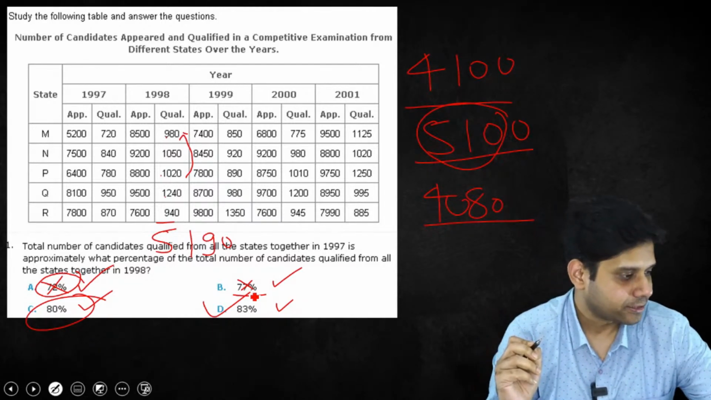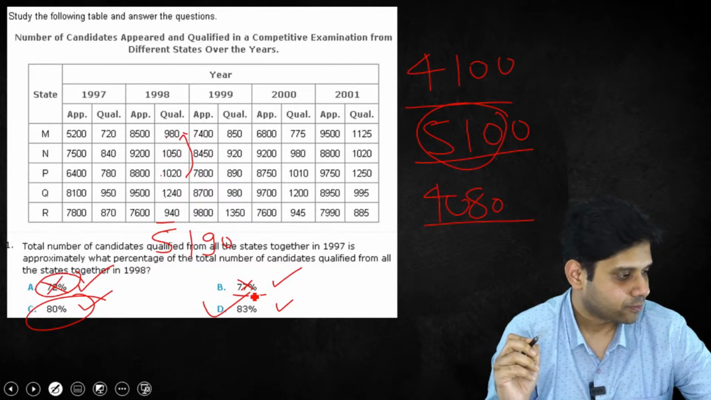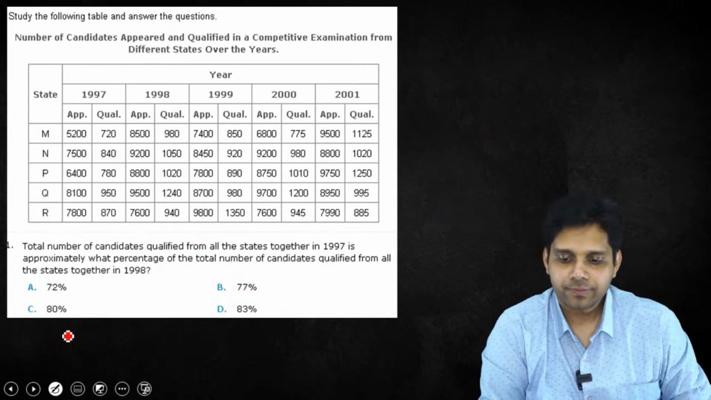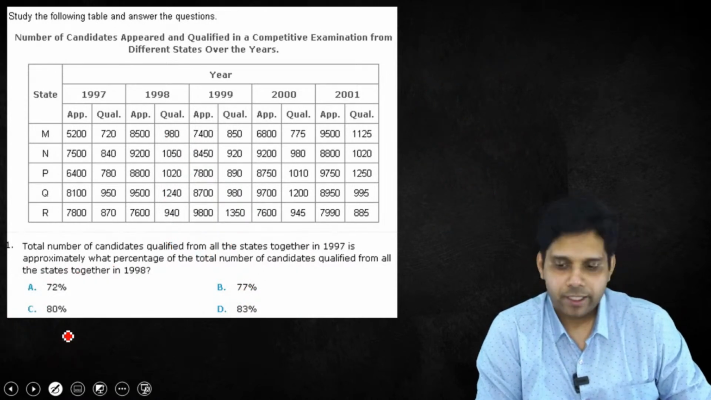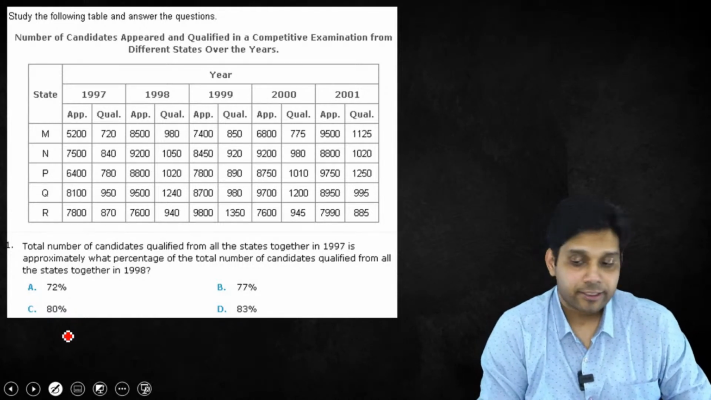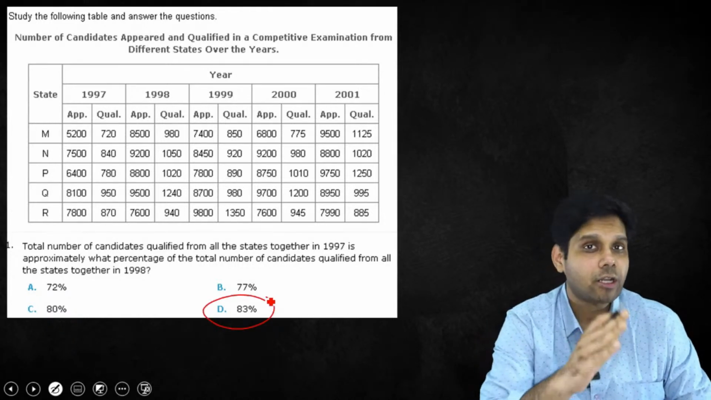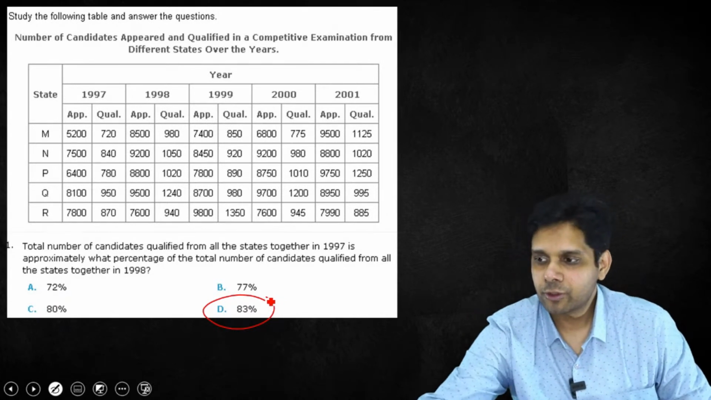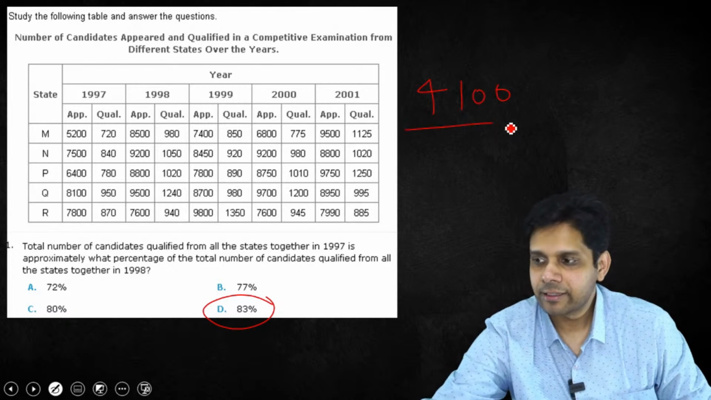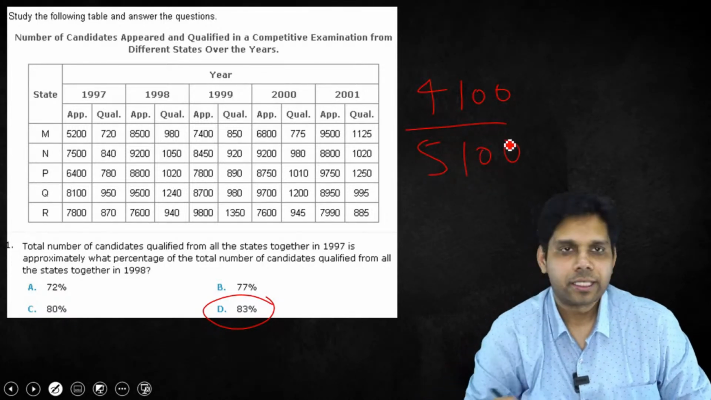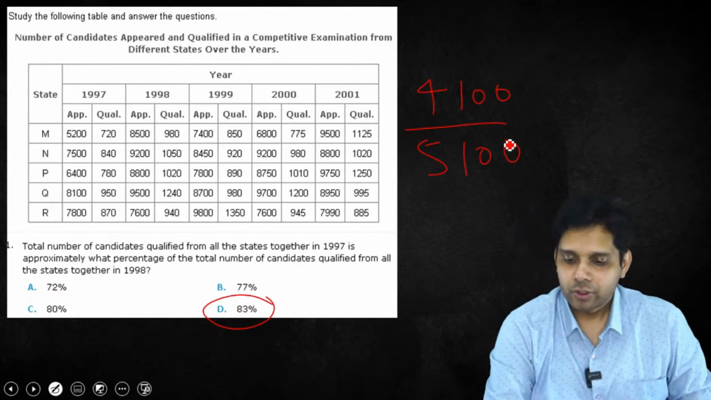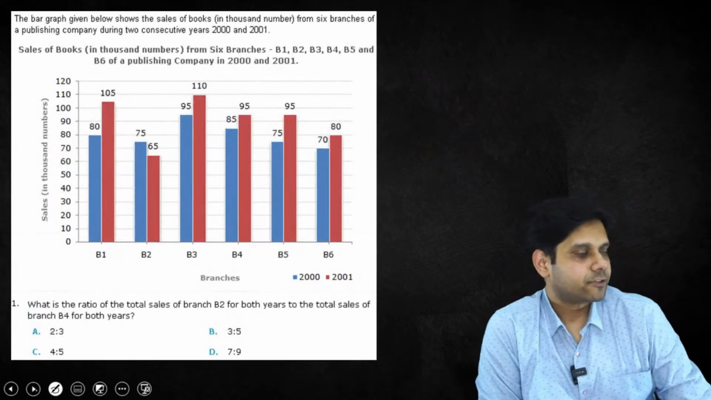I'm not getting answers. Are you able to follow, or shall I repeat? Are you able to follow? Yes? No, C is not the answer. D is the answer, because it is not a perfect 80%. It can never be. Okay? Because you have 4100 and then 5100. Clear? Okay, all clear. Fine. So now we'll solve another question which is in front of you.